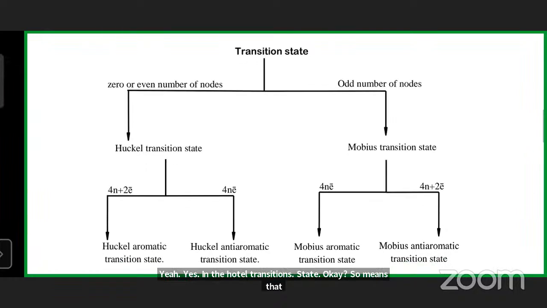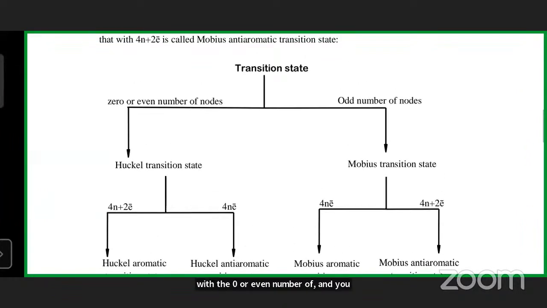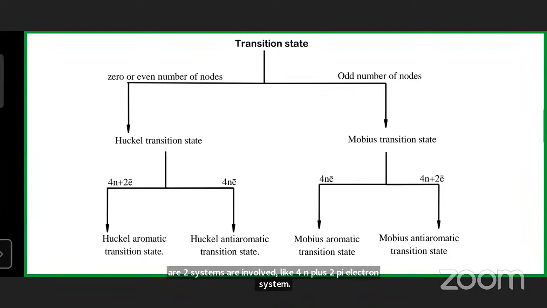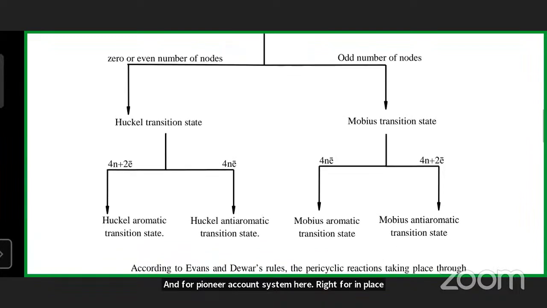In both the Huckel transition state and the Mobius transition state, two systems are involved: the 4n plus 2 pi electron system and the 4n pi electron system. For a 4n plus 2 pi electron system, it is a Huckel aromatic transition state. If it is a 4n pi electron system, it is a Huckel anti-aromatic transition state. Two kinds of transition states are possible here, and in the Mobius also the same.